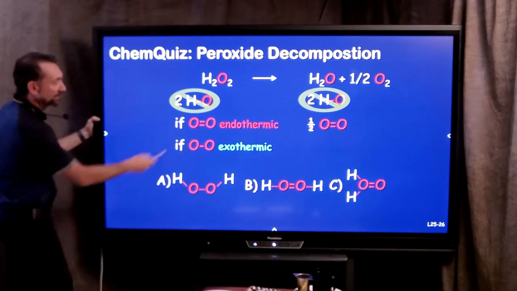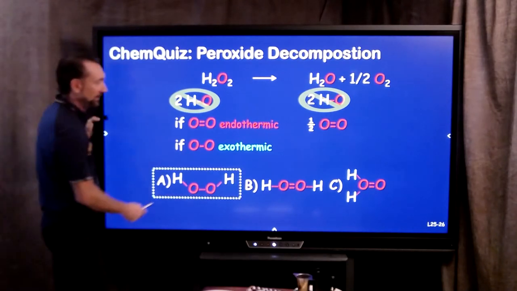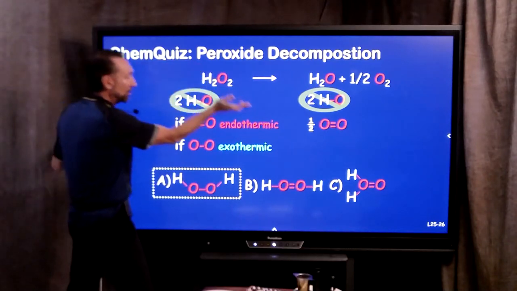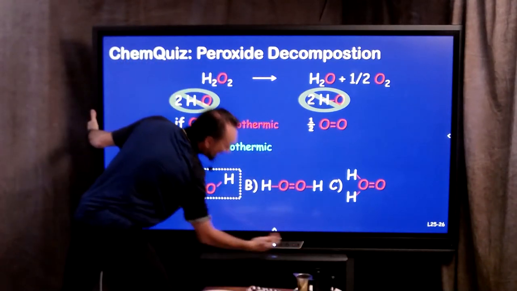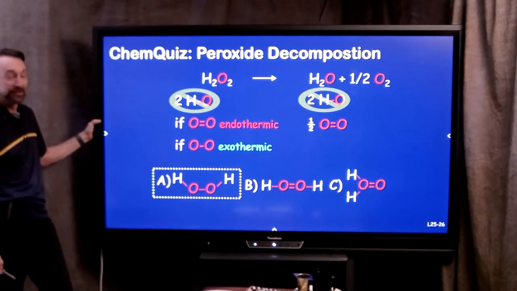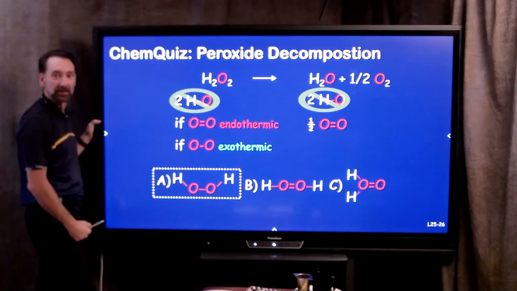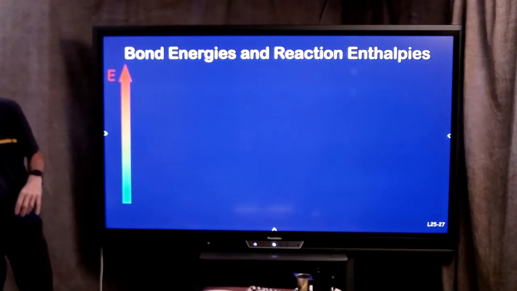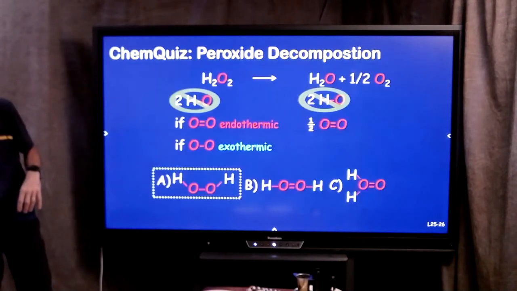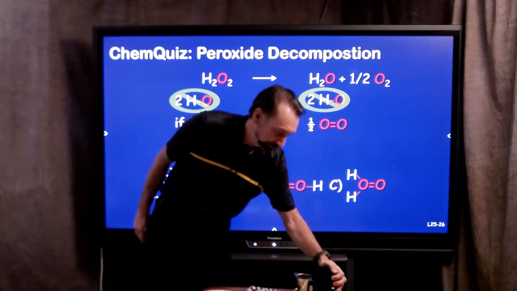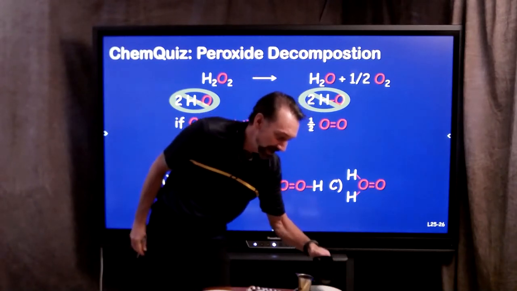If it's a single bond and I form a double bond, single bond's easy to break. Double bonds, I go way down in energy when I form that. So it would be exothermic if that's a single bond. So, whoops, A is the answer. So this is one of those questions where you have to draw a picture and you have to understand everything that's going on.